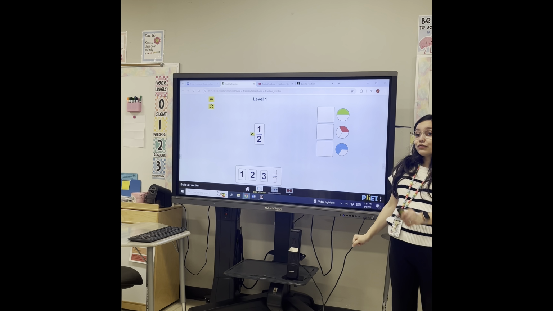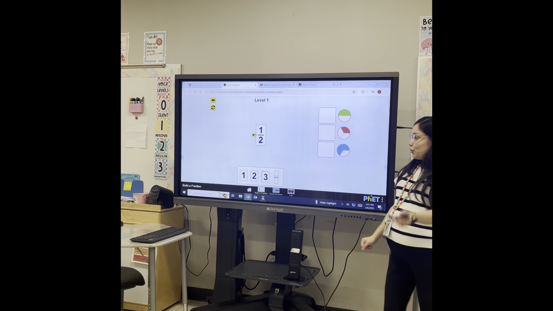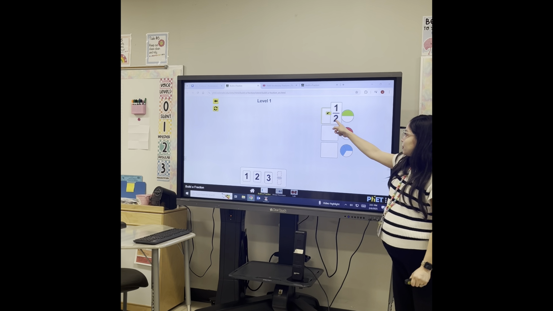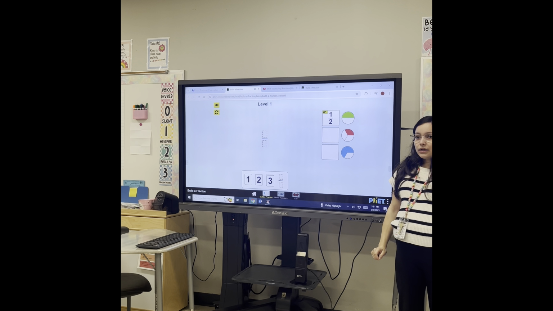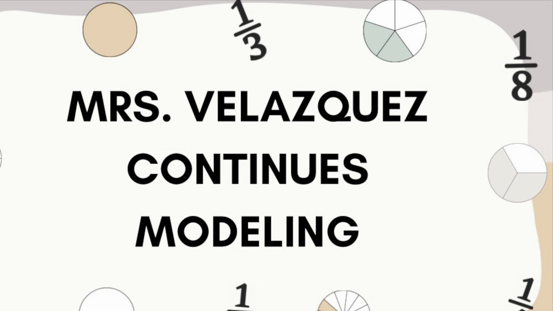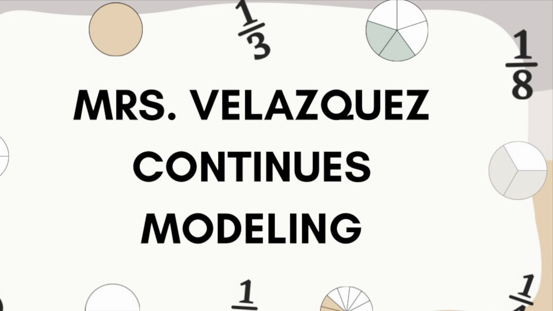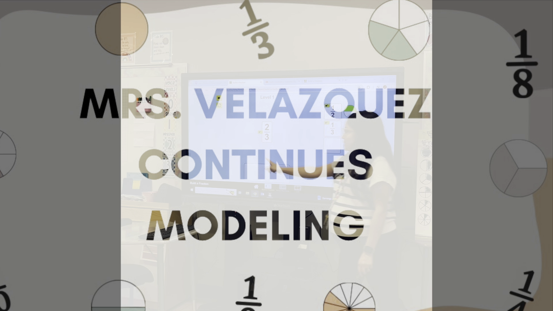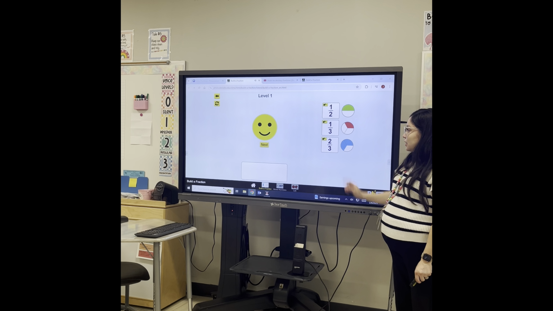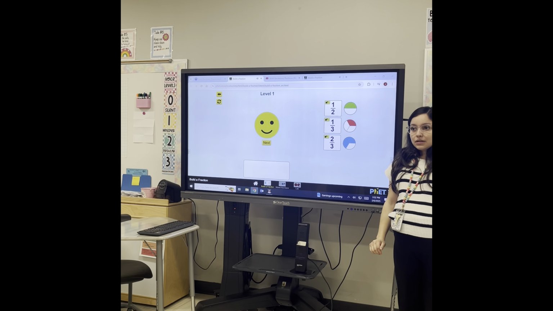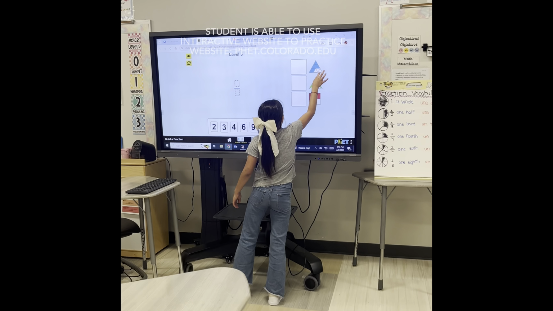I have my fraction, which is 1/2. I drag it over and it dings it for me. Yes, so I can put them together and it gives me a happy face. Now it's your turn to try.